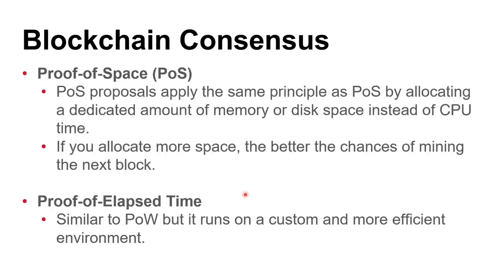Proof of space, which is getting some attention. Proof of space proposes we apply the same principles as proof of stake by allocating a dedicated amount of memory or disk instead of CPU time. And if you allocate more space, the better your chances are of mining the next block. And proof of elapsed time, similar to proof of work, but it runs on a custom, more efficient environment.